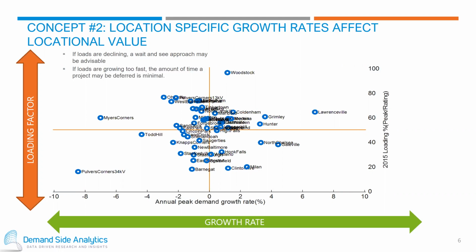And then we look at the loading factor. And the loading factor is simply, here is the annual load, or the annual peak in this case, divided by the design rating. So the closer you are to 100%, the higher the loading, and the more likely you're going to be facing an upgrade. And the faster the growth rate, the more likely you're going to be needing an upgrade as well. Obviously, you can have situations where loads are declining and you have high loading factors, in which case the wait-and-see approach might be prudent. But the ones you really have to be concerned about are situations where you have high loading factors and high growth rates overall.